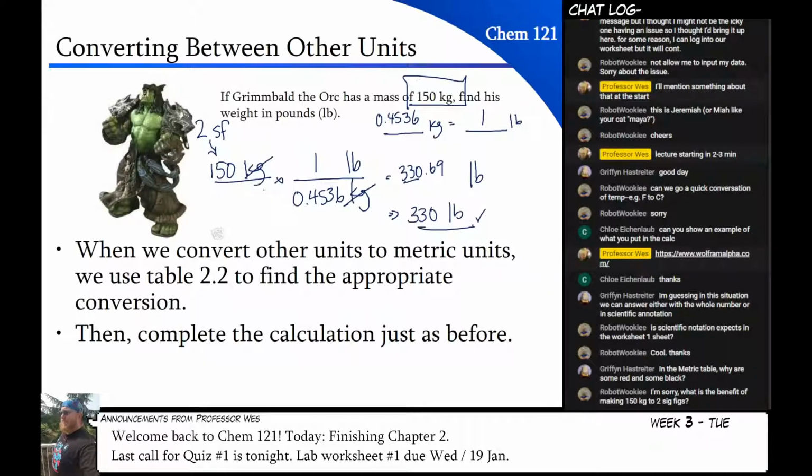What is the benefit of... I can't read it because it's small on my capture. Let me get the chat up here. What is the benefit of making 150 kilograms to 2 Sig Figs? There is no benefit. It is required. That is the number of Sig Figs 150 as written has. If I wanted 3 Sig Figs, I would have to have written 150. kilograms. And if I wanted 1 Sig Fig, I would have rounded to 200. So that's just how we do these.